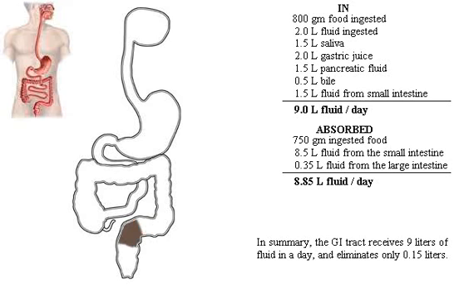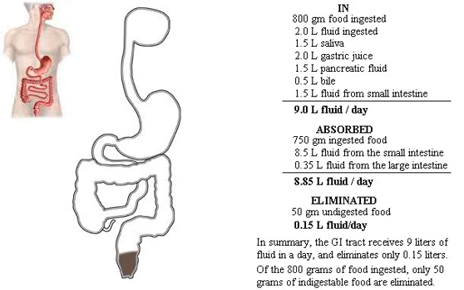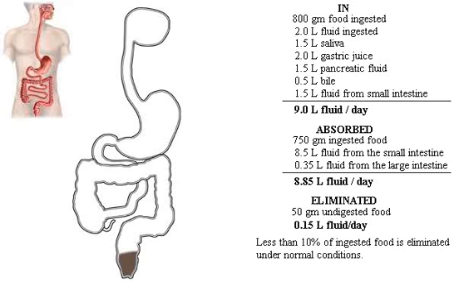In summary, the GI tract receives 9 liters of fluid in a day and eliminates only 0.15 liters. Of the 800 grams of food ingested, only 50 grams of indigestible food are eliminated. Less than 10% of ingested food is eliminated under normal conditions.